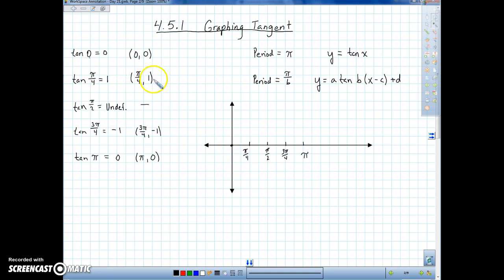At pi over 4, we have the ratio of 1. So on my y-axis, I'm going to set this to equal a ratio of 1. So at pi over 4, I'm up 1. And at pi over 2 I'm undefined.